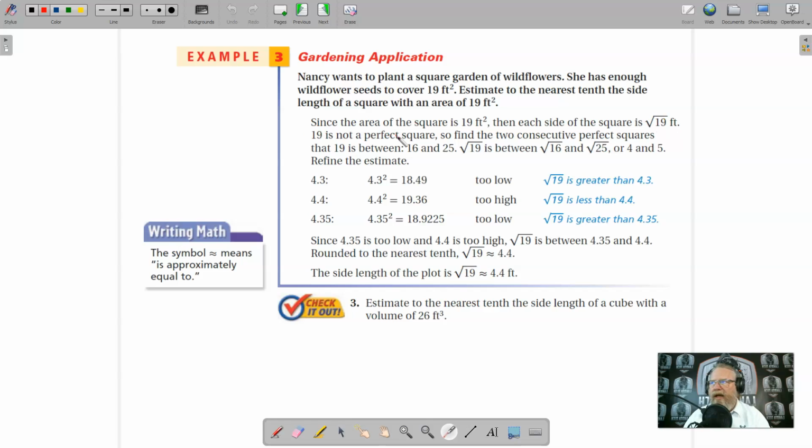Well, 19 is not a perfect square. So find the two consecutive perfect squares that 19 is between. 16 and 25 are perfect squares. 19 would fall right in between 16 and 25. If we put a number line here and put 16 and 25 on it, we see that indeed the number 19 goes somewhere between. The textbook's going to show you one way to do this, and as usual, I'll show you another way. So 19 falls somewhere between 16 and 25.